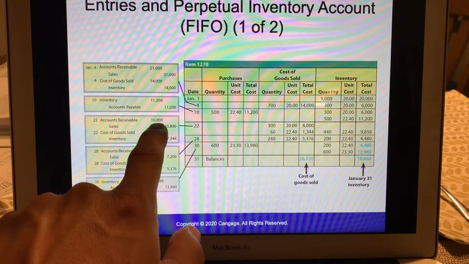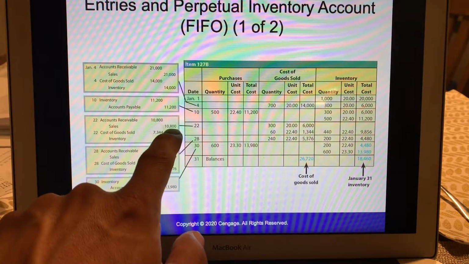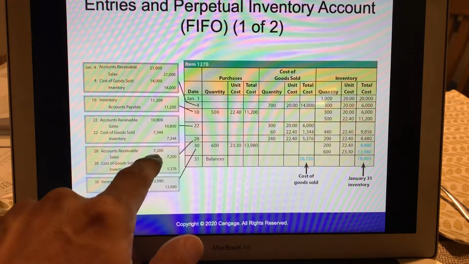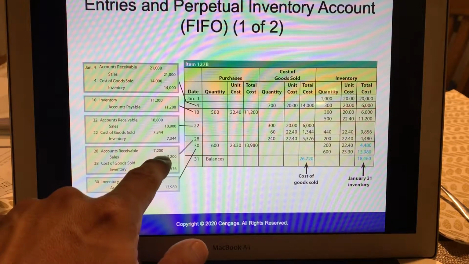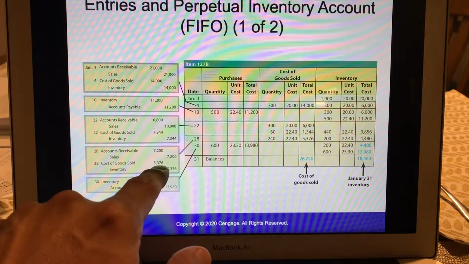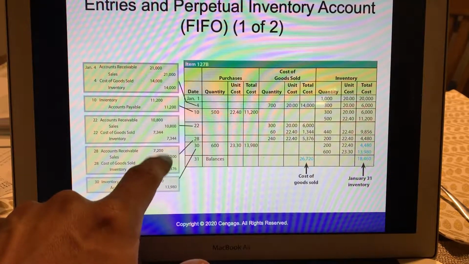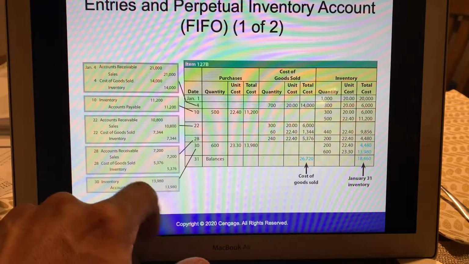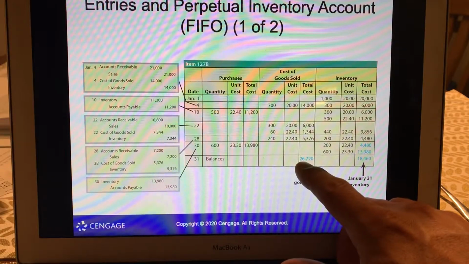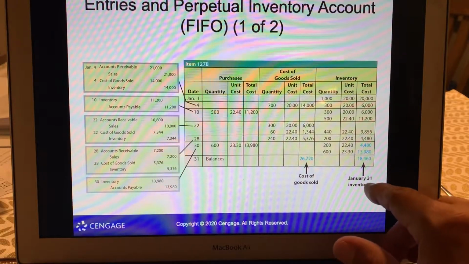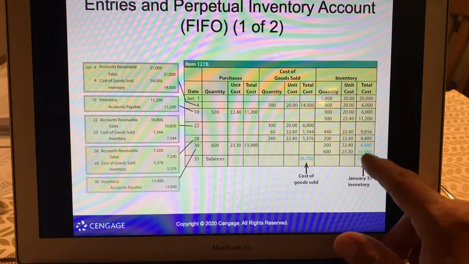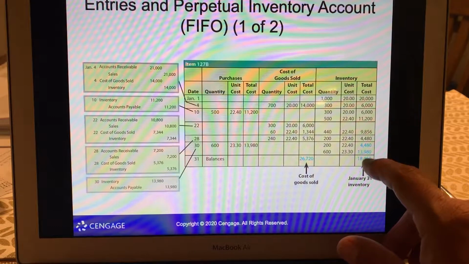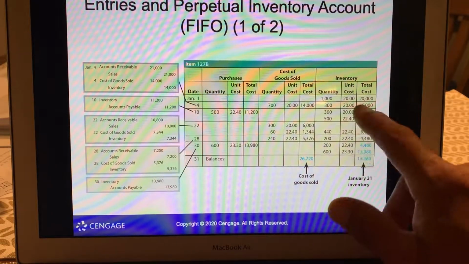So accounts receivable. We sold $10,800 on account, so that goes to sales. That one also was sales. So now we're costing out those units that we sold. Then we sold some more for $7,200. And there's our cost of goods. So every time we sell something, we always have to cost it out. Then we purchase some more inventory. So our total cost of goods sold will be $26,720. And then our inventory on January 31, our ending balance, is going to be $18,460.